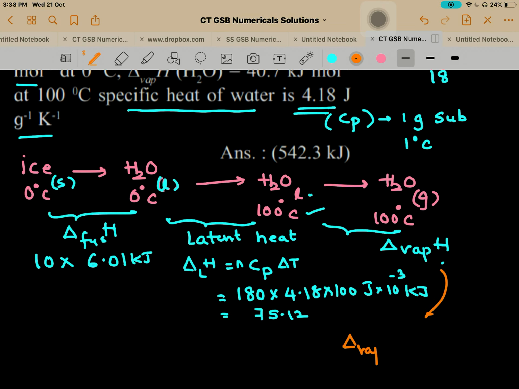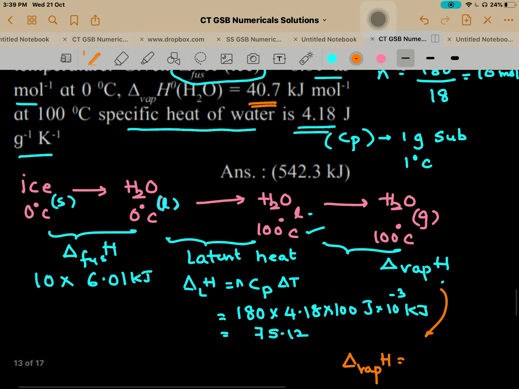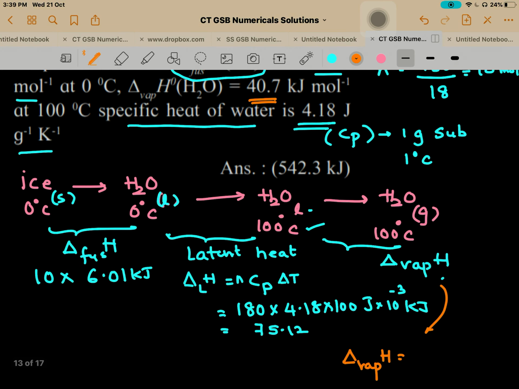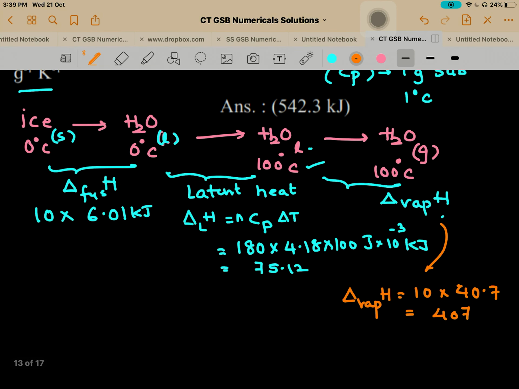So your delta H vaporization is, how much is the value given? This is per mole. See the value here? Delta H vaporization is 40.7. So what we do is, that is per mole, no? So we multiply by 10 because we have got here 10 mole into 40.7. So this becomes 407, right? Correct. 407 we got.